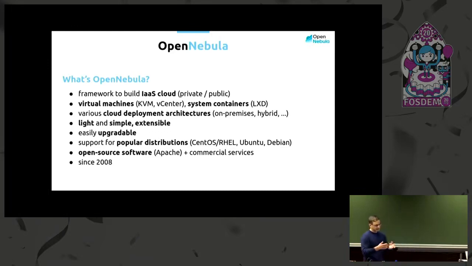OpenNebula is usually appreciated for being light and simple, extensible, and easily upgradable when compared to other systems. It supports various popular Linux distributions, CentOS, RHEL, Ubuntu, Debian, and so on, and it's fully open source under the Apache license. And it's been with us for some time already.